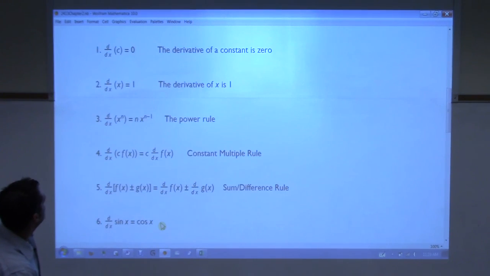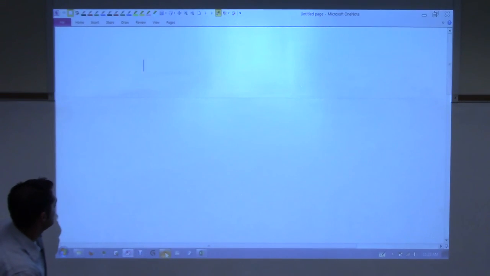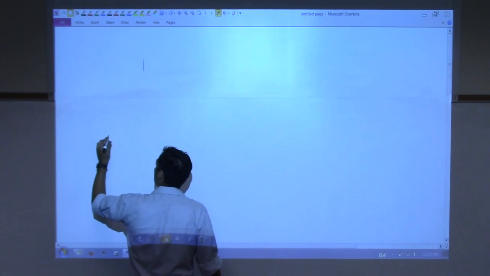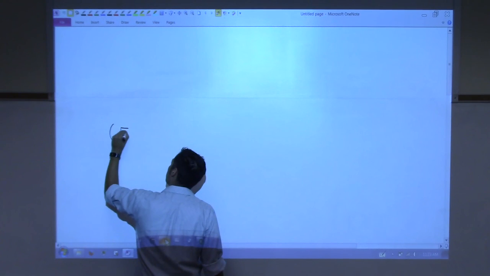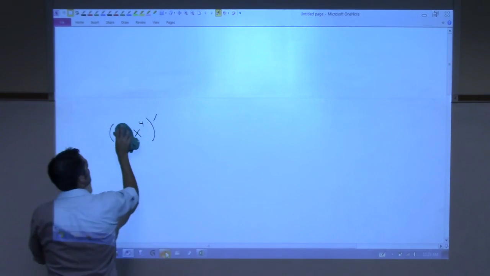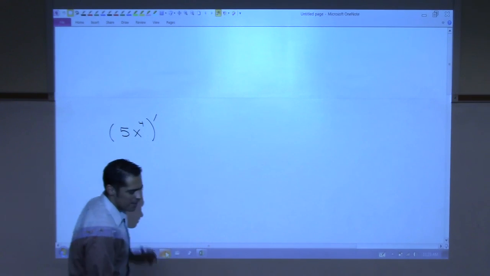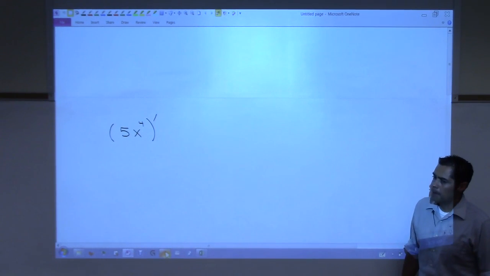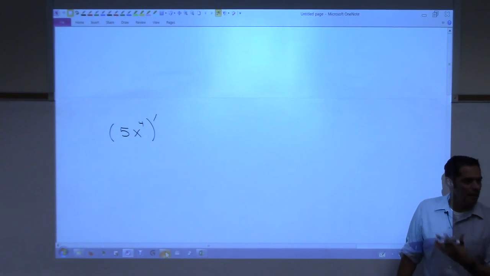The next one is called the constant multiple rule. So let me explain what this one is saying. I'm going to just write it up here, like an example. The constant multiple rule says this. What if we have, instead of just x to the 4th, we want to take the derivative of 5 times x to the 4th? How does that constant affect the derivative? Will it just multiply the answer times 5?